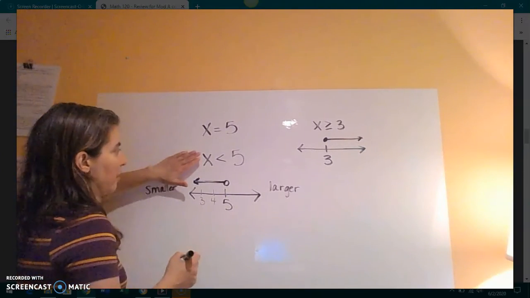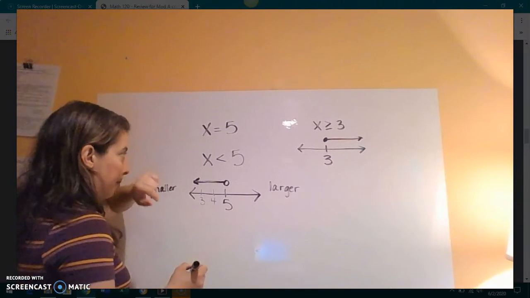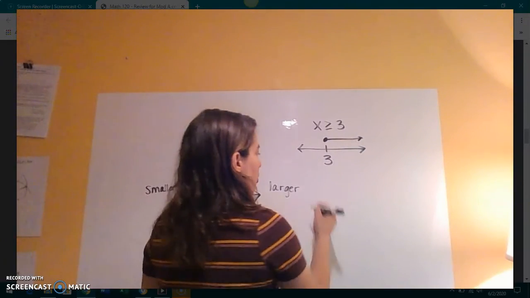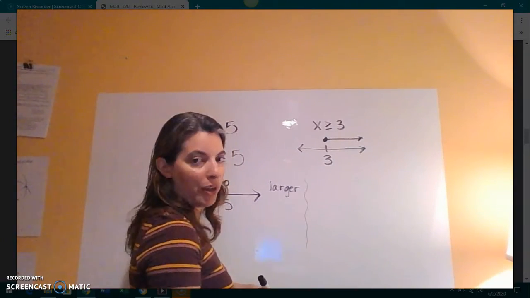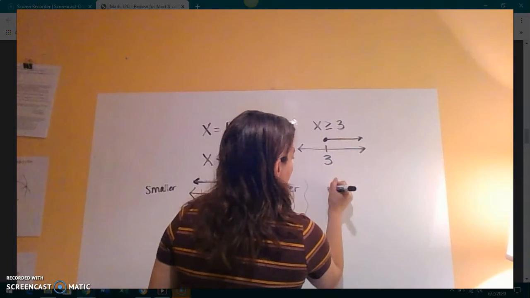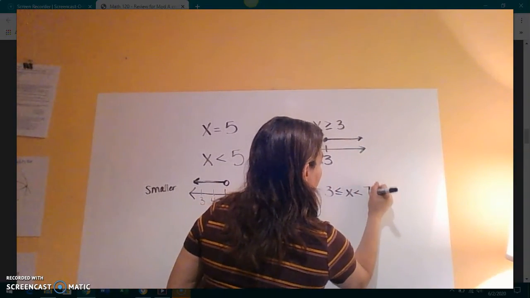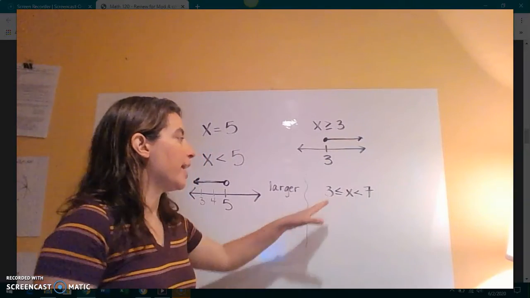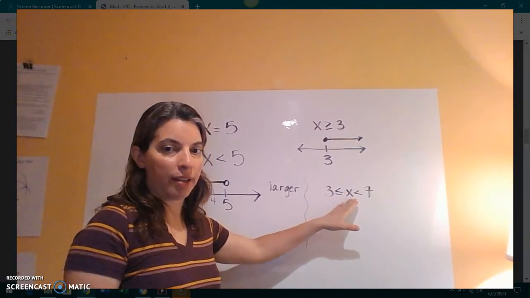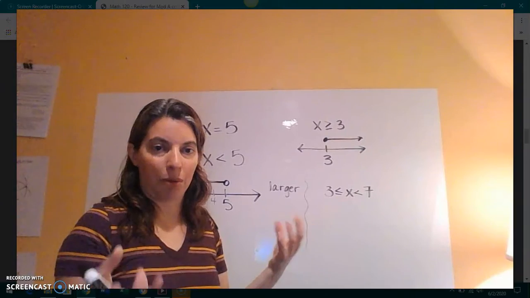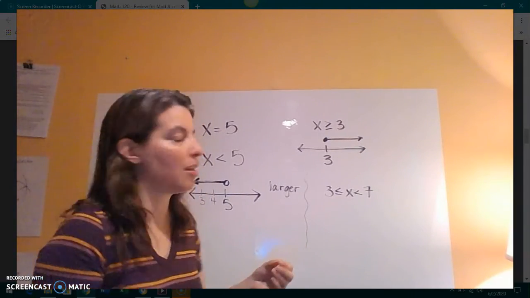Actually, let's do another example. Sometimes you'll see what we call compound inequalities. They have 2 parts. So I may end up with a solution set that looks like this. This is saying 3 is less than or equal to x, and x is less than 7. In other words, my x in this case would be between 3 and 7.